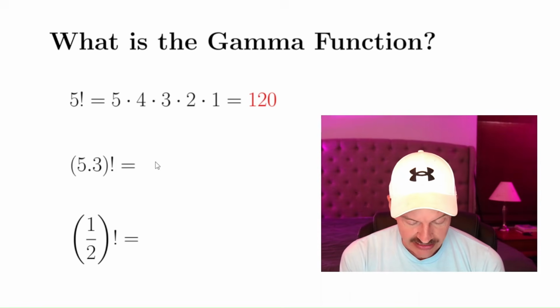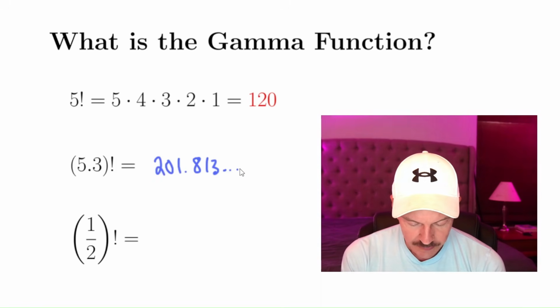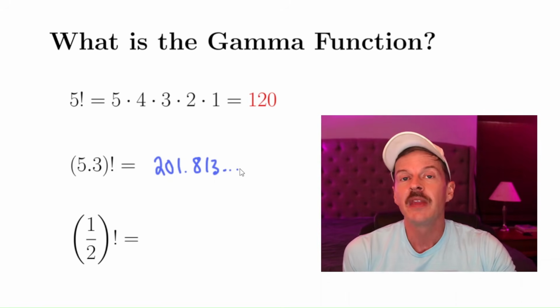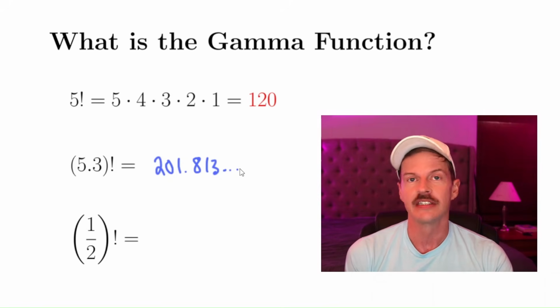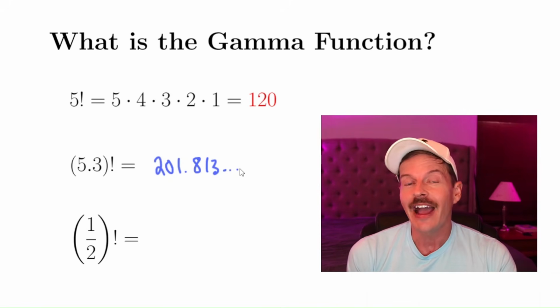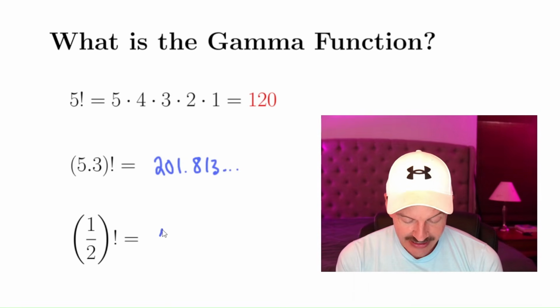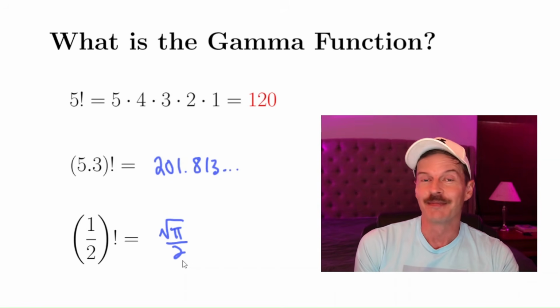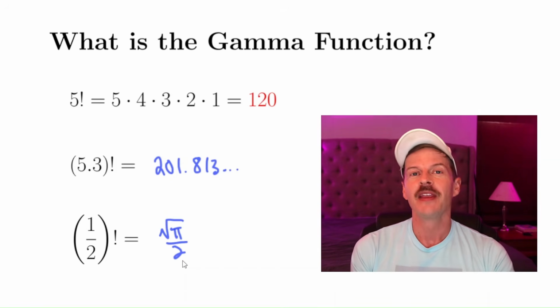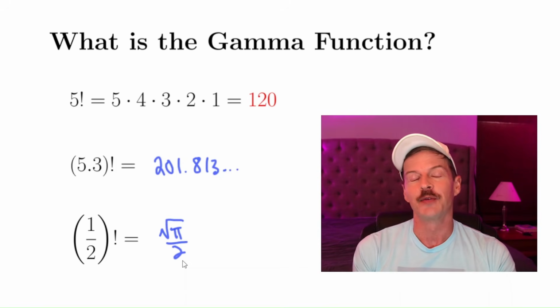Well, the gamma function allows us to make sense of these. And in fact, according to gamma, 5.3 factorial is about 201.813, and it's a decimal that goes on and on. Notice it's bigger than 5 factorial, but it's not as big as 6 factorial, which is 720. Now, it turns out that 1/2 factorial is the square root of pi over 2. So this is all pretty interesting, but where are these numbers coming from, and why is pi getting involved with factorials?